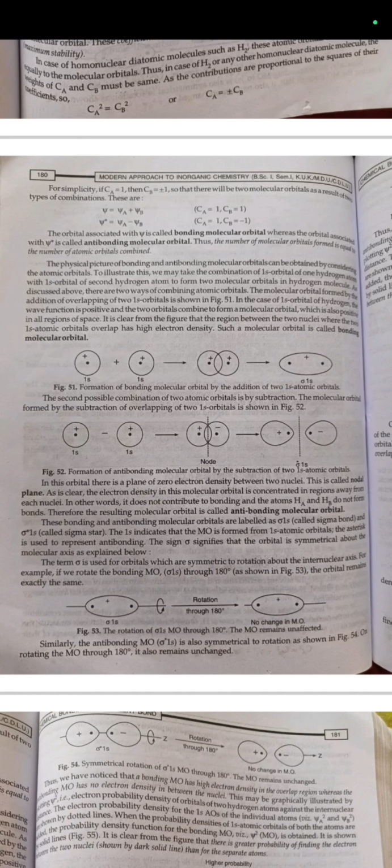In case of the 1s orbitals of hydrogen, the wave function is positive and the two orbitals combine to form a molecular orbital, which is also positive in all the regions of space. It is clear from the figure that the region between the two nuclei, where the two 1s atomic orbitals overlap, has high electron density. Such a molecular orbital is called bonding molecular orbital.